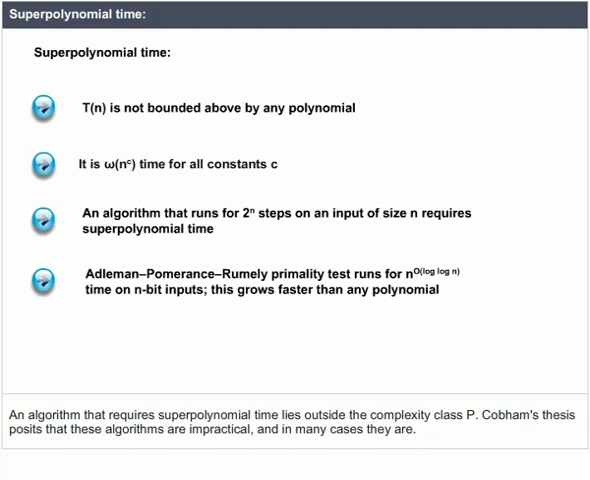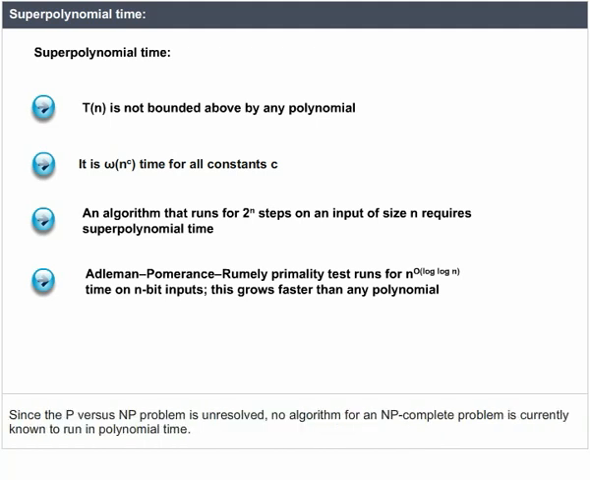Cobham's thesis posits that these algorithms are impractical, and in many cases they are. Since the P versus NP problem is unresolved, no algorithm for an NP-complete problem is currently known to run in polynomial time.